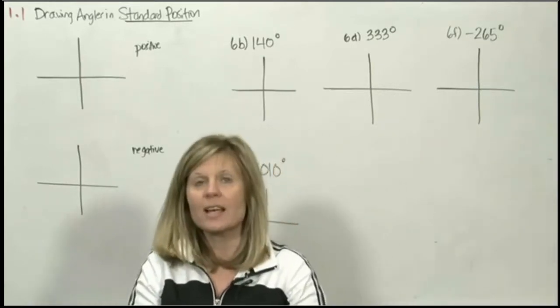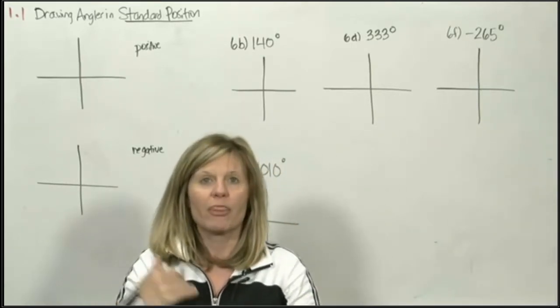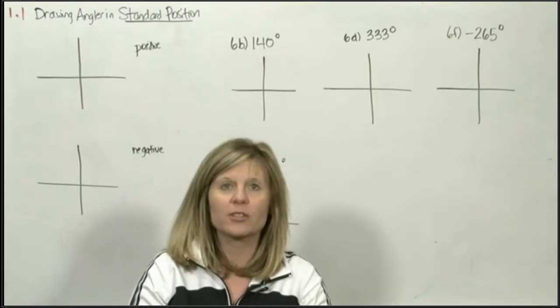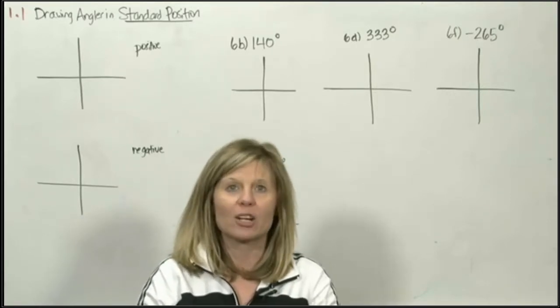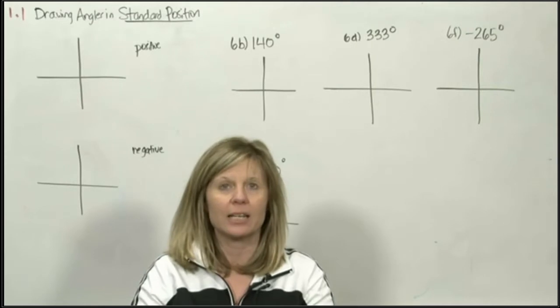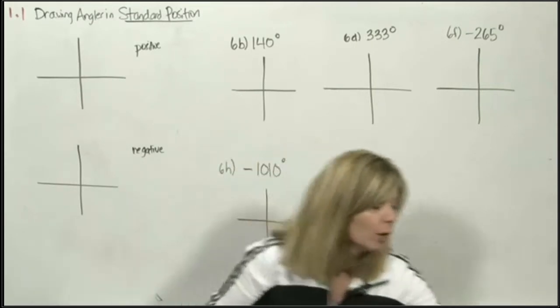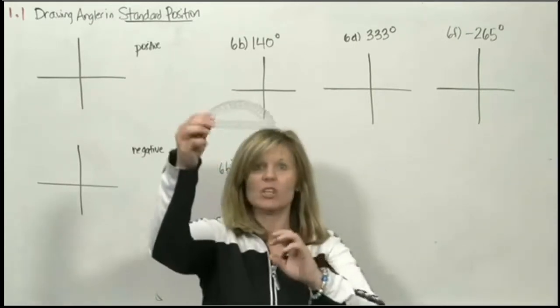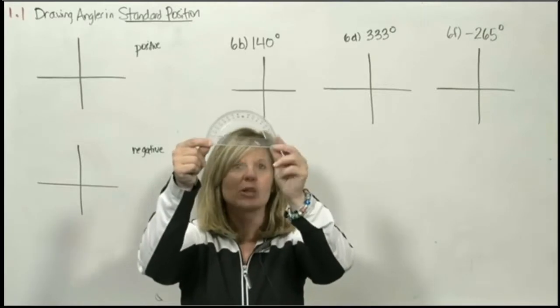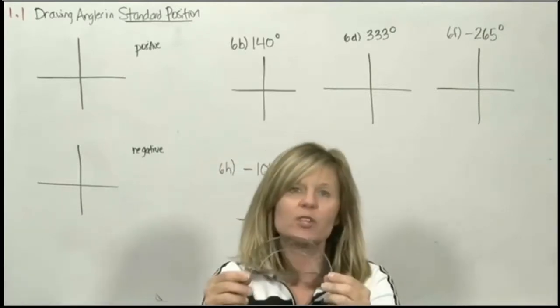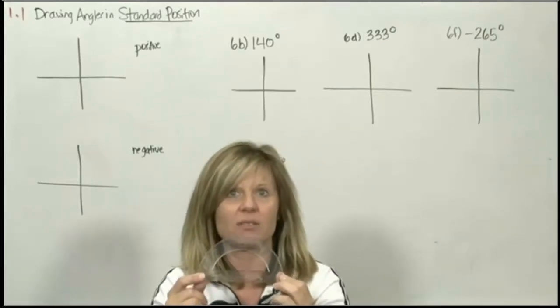Okay, we're still in section 1.1. We're in the third part. This third part is going to talk about drawing actual angles correctly in trigonometry. Remember, from geometry class, you've only drawn an angle from 0 to 180 degrees. So first of all, you've only drawn angles that were positive in measure.